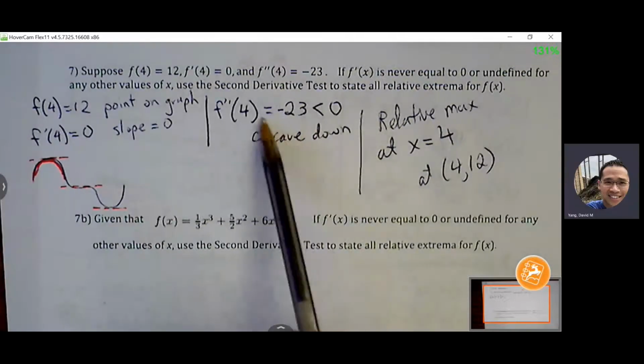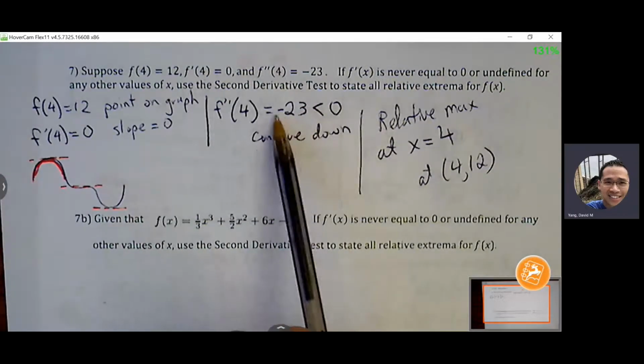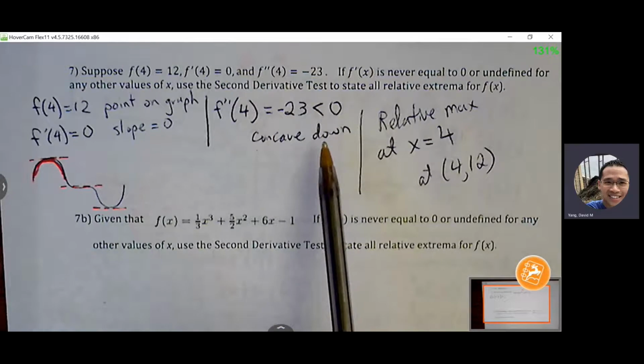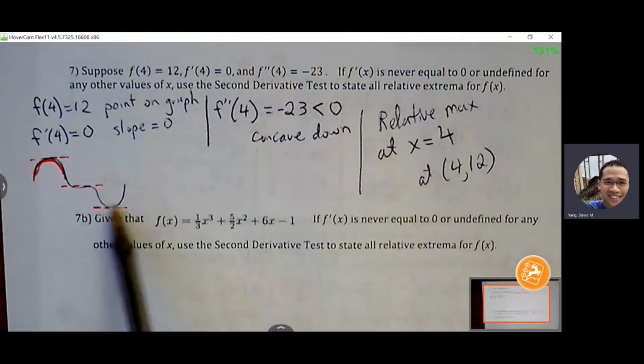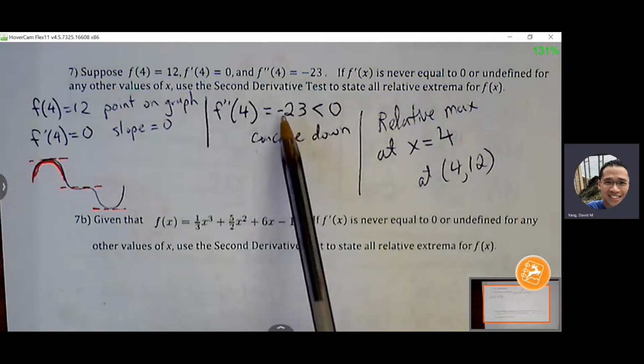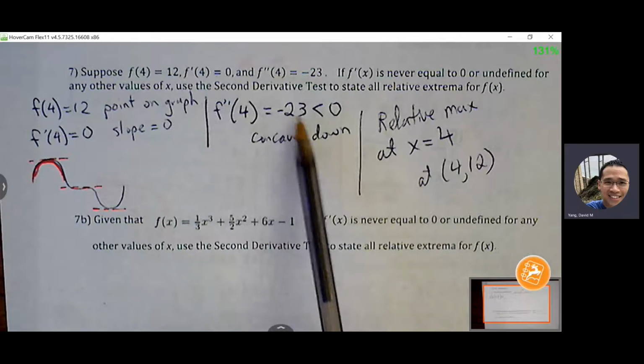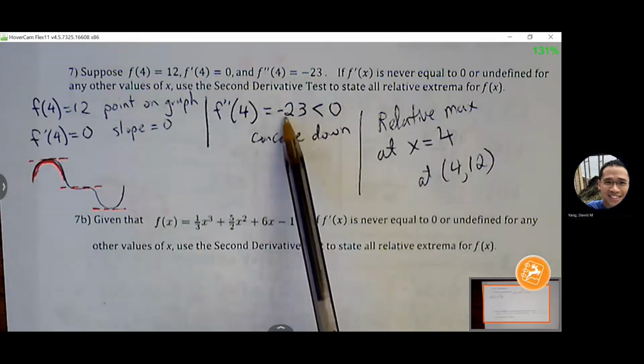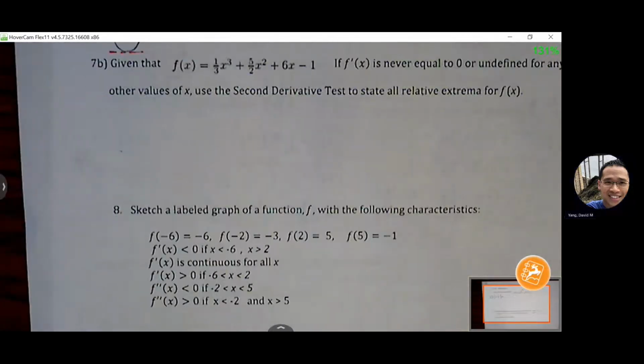Okay. Likewise, if this was giving us a positive number, then we know it's concave up. If it's concave up, then we know it must be a relative minimum, right? So I think a lot of times this number just throws a lot of students off, either thinking it's an ordered pair or misinterpreting it as a relative min because it's negative. Right. All right, part B.